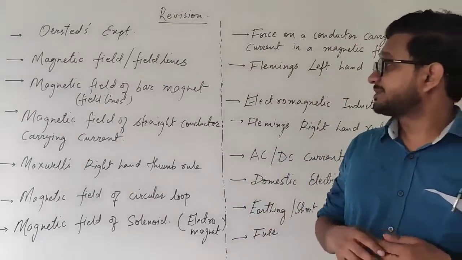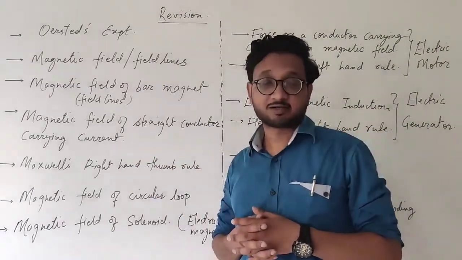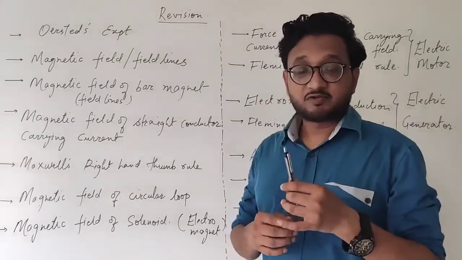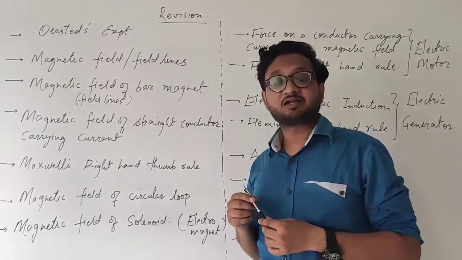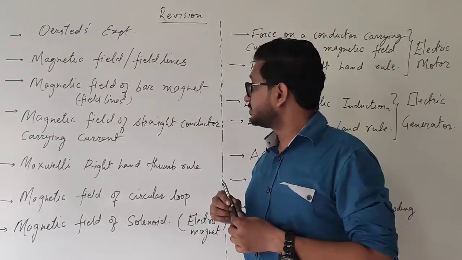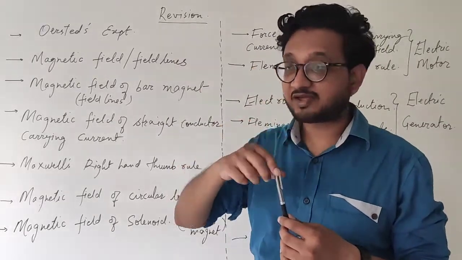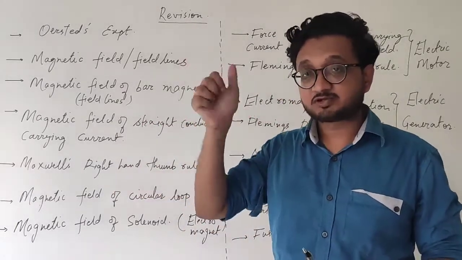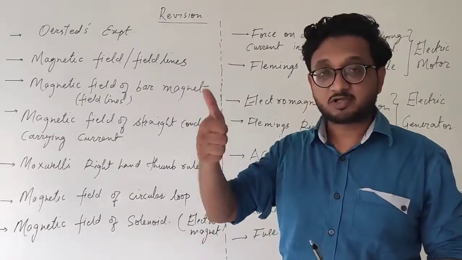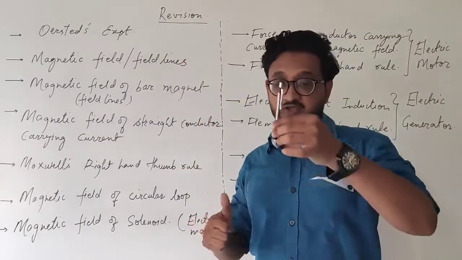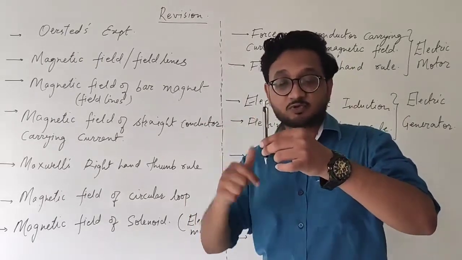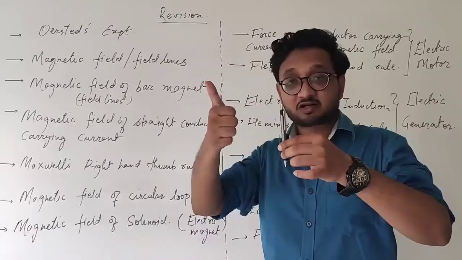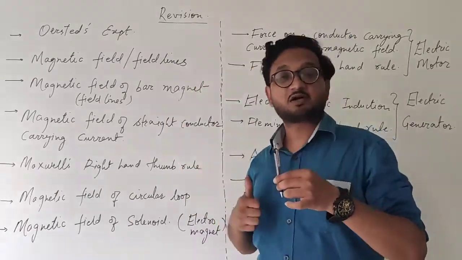The next one is the magnetic field of a straight conductor carrying current. Whenever a straight conductor is carrying current, its magnetic field lines are in circular loops. To find the direction of the field lines, we have another important topic, Maxwell's right hand thumb rule. Quite simple: using the right hand thumb, you point the thumb in the direction of the current. Suppose this is the conductor and the current moves in the upward direction, then the direction in which the fingers curl gives us the direction of the field line.